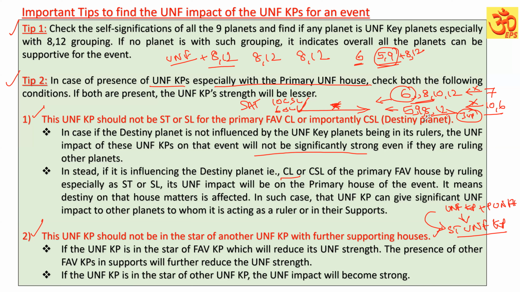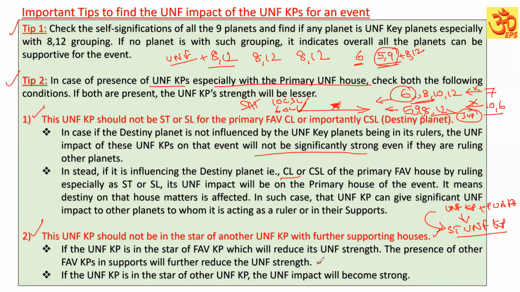It means, if one planet is unfavorable for an event, check its star lord. If the star lord is not supporting those unfavorable houses, then it is good, because the unfavorable strength is not further supported by its star lord. So when one unfavorable planet is present, check immediately that its star lord is not unfavorable. If the unfavorable key planet is in the star of a favorable key planet, that will reduce its unfavorable strength. The presence of other favorable key planets in support will further reduce the unfavorable strength.